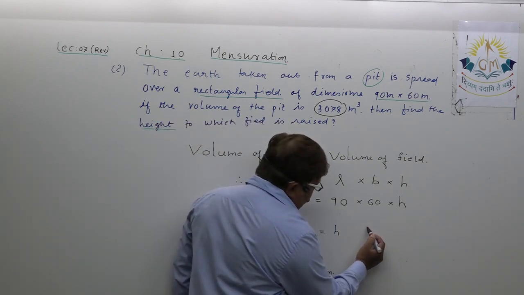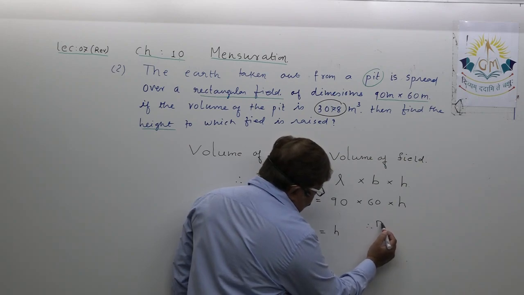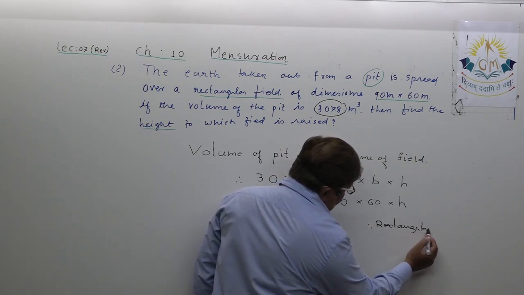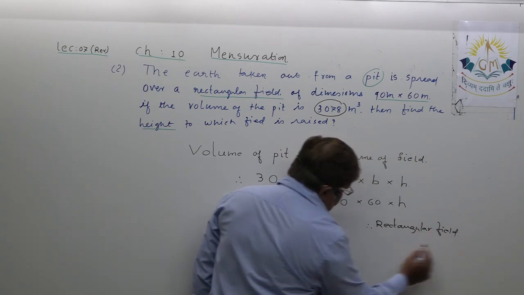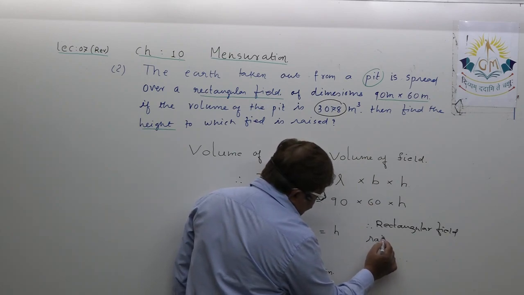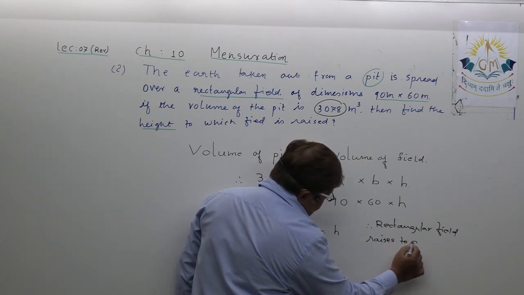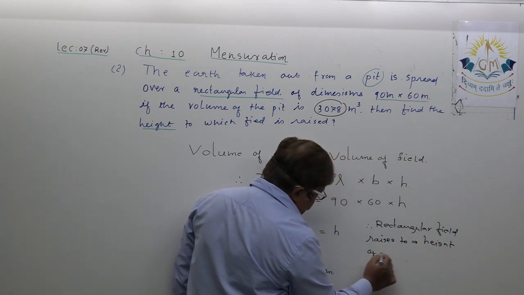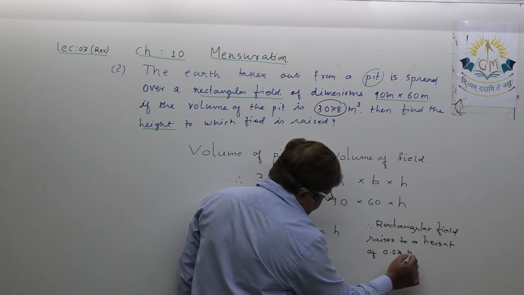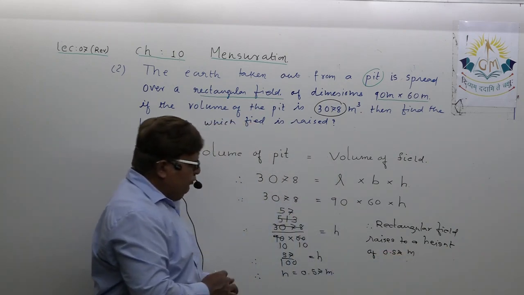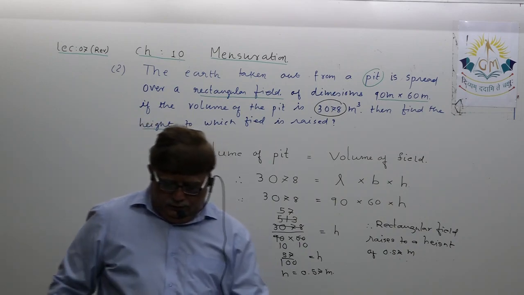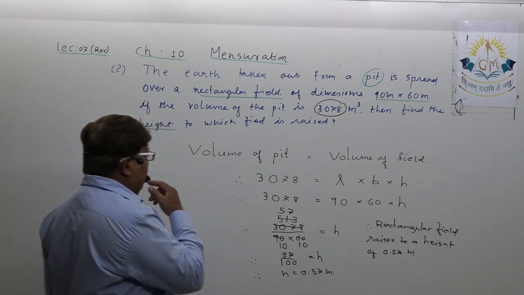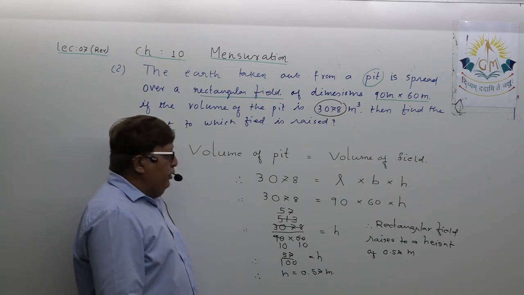Okay. So, what could be your final answer? You will write that therefore the rectangular field is raised to a height of, what is the height we got? 0.57 meter. This is also, dear student, a sheer and simple comparison of the two volumes only and nothing else.